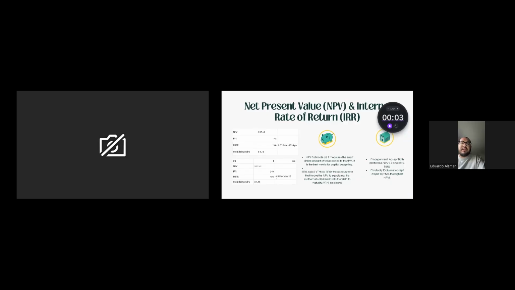The IRR of 23.5 also exceeds our WACC. And the profitability index means that if I invest $1, I get, for example, 0.16 cents of revenue. So project B is clearly better than A.